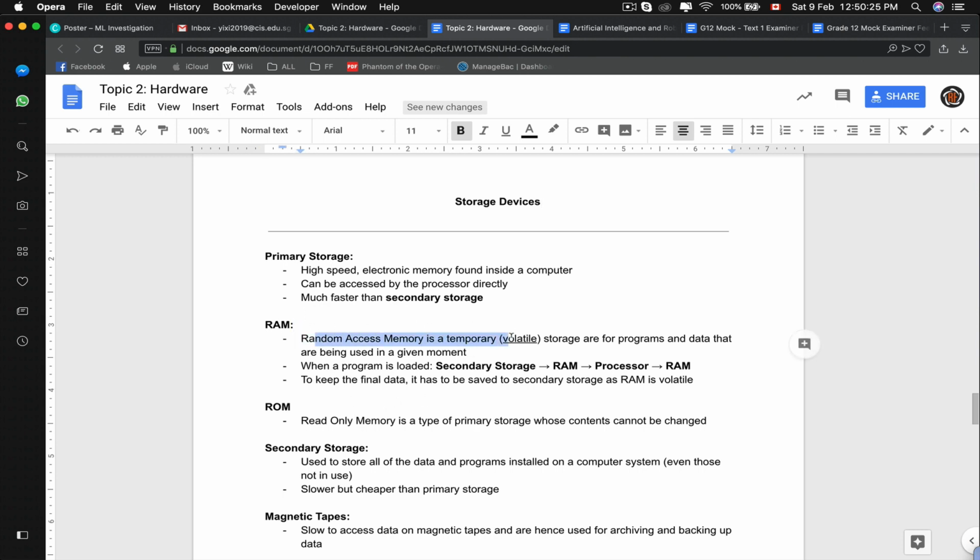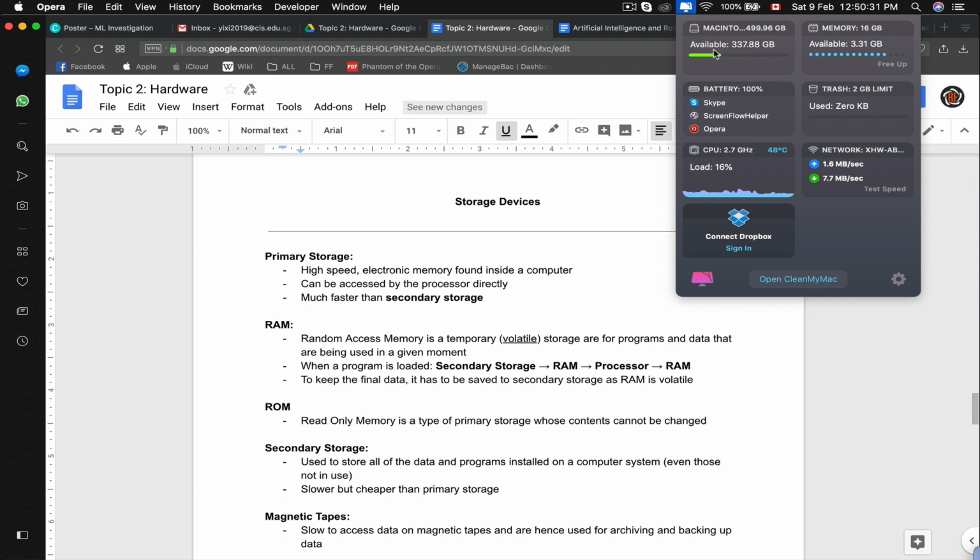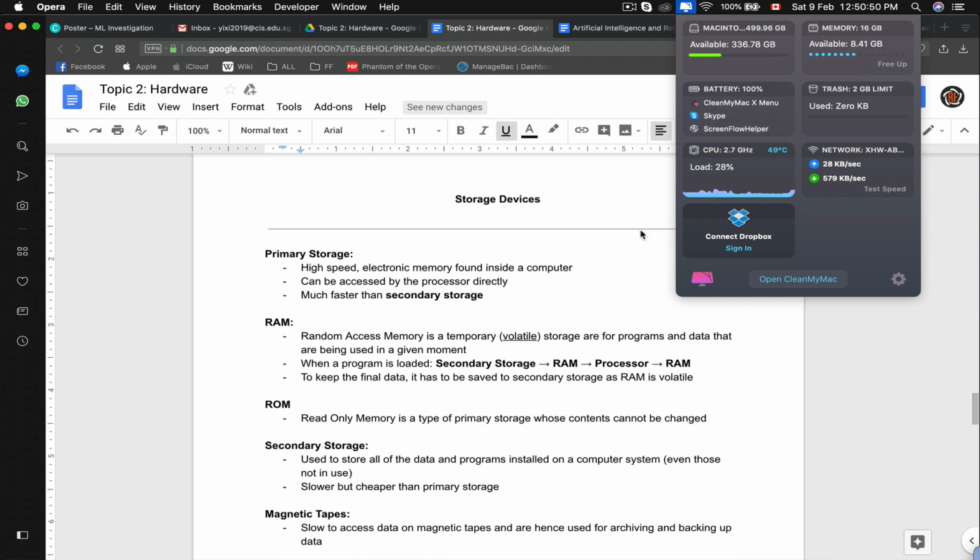Random access memory is volatile, which means when you shut down, it clears, and all of the information stored in the RAM will be cleared. Now you can see I have 3 gigabytes of RAM free, but I can click free up, and it will start to free up RAM. Let's watch this process. Oh, this is kind of boring, I just realized. Come on, now we have 4 gigabytes, my bad.